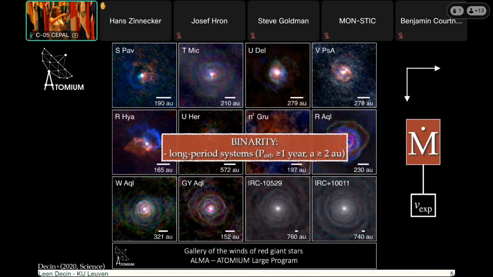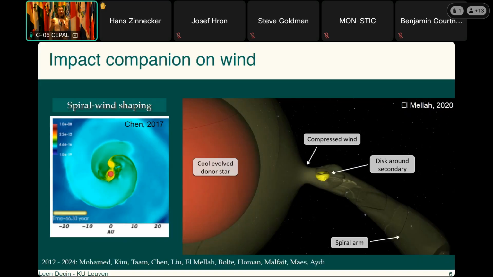So these ones, they have such a low expansion velocity that the interaction period with the companion is much longer, and you can get all kinds of complexities. This kind of data has induced a lot of new effort into modeling. We have seen already quite a lot of nice results yesterday, so I will not repeat that. You can have the spiral shapes, you can have the circumbinary disks.